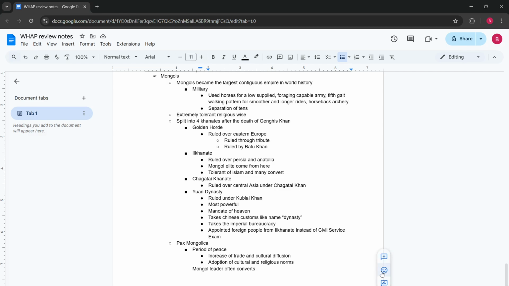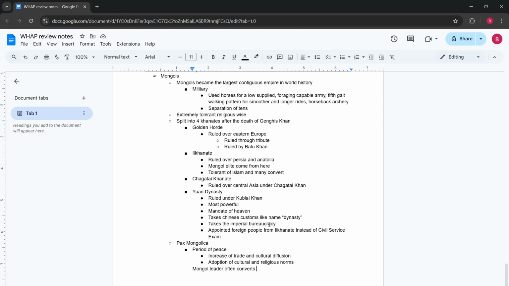So eventually, the Mongol Empire went through a period of peace called Pax Mongolica, in which, once they conquered most of Eurasia, they entered an overall period of stability. They did this mostly through increased trade and cultural diffusion. And they also adopted many cultural and religious norms of the places they conquered. Most of the time, whenever they would go to one of the places, like the Middle East, the Mongol leader would convert or adopt Islam as their major religion.